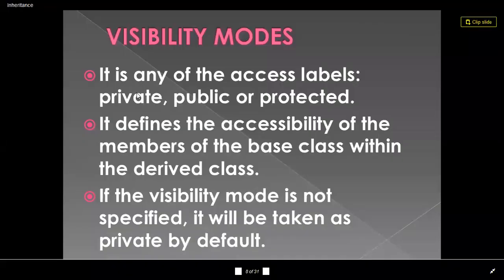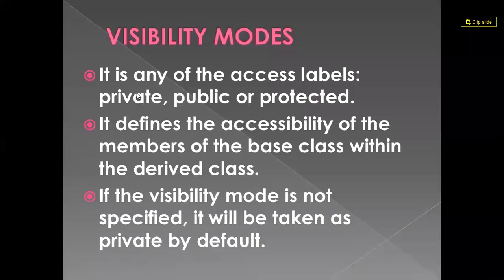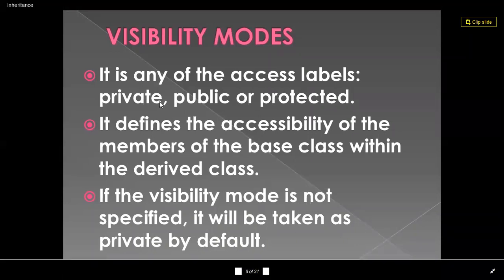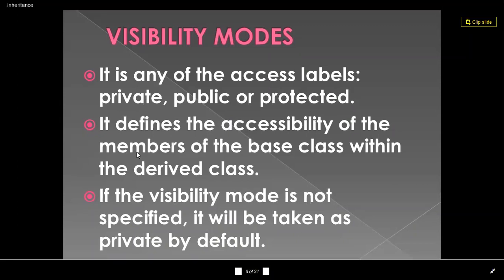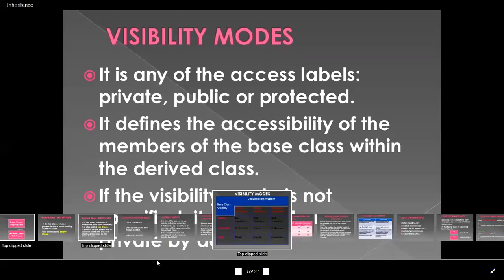Now the important thing is visibility modes. In the case of a class, whenever we inherit a class, we have to be careful about the access levels. We know that there are three types of access level: private, public, and protected. In terms of accessibility of the members of the base class within the derived class, the visibility is actually private by default.